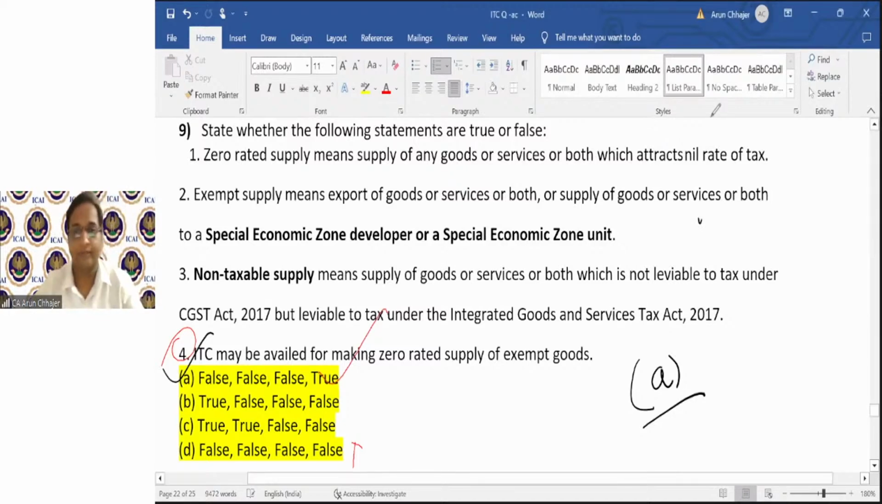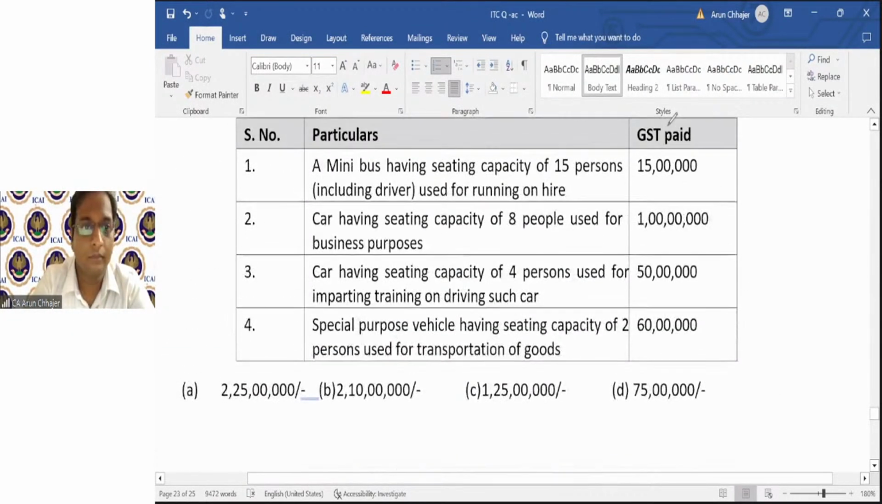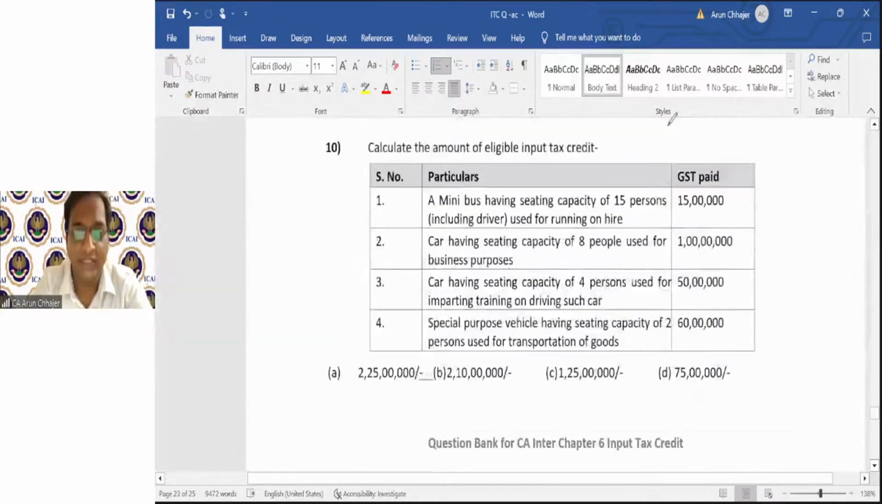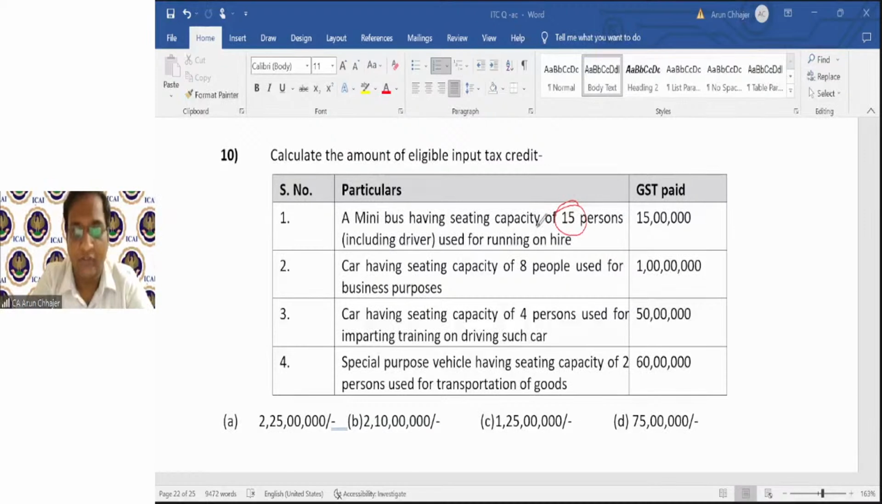Okay, moving ahead. There is a little calculation in this one. Calculate the eligible ITC. Minibus having the sitting capacity of 15, car having the capacity of 8 people for business purpose, for running on hire, car having the sitting capacity of 4 used for imparting the training, special purpose vehicle having the sitting capacity of 2 for transportation of goods. How much ITC would be available? Then give me the right answer.